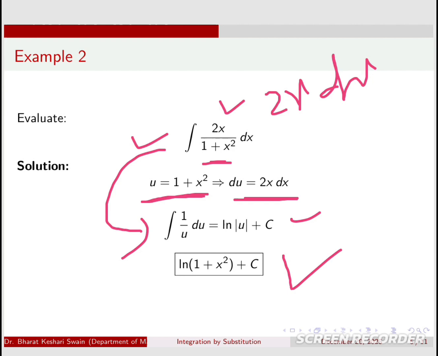Okay, so we have to check what we will substitute, for which value we have to substitute another variable. That means its derivative will be the numerator or the remaining part of the integral. Okay, come to another example, so that we will be very clear.